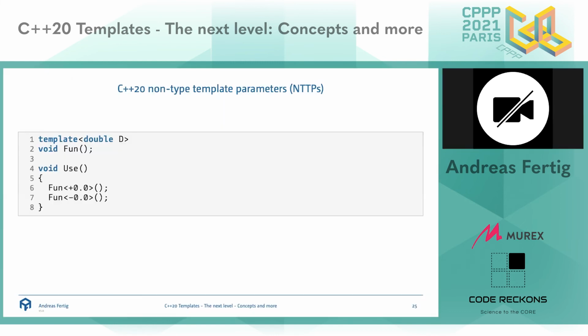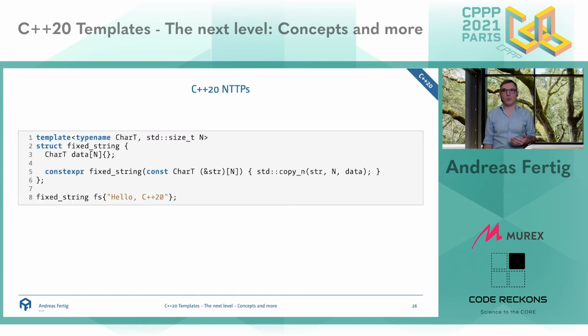Aside from floating point numbers as non-type template parameters, we can also have class types if they satisfy certain requirements. And here is such an example. I do have a class template called fixed string. It takes two template parameters, a char t, which is a type parameter, and the size t, which is a non-type template parameter. I'm using these two parameters to create, in line number 3, an array of char t called data of size n.